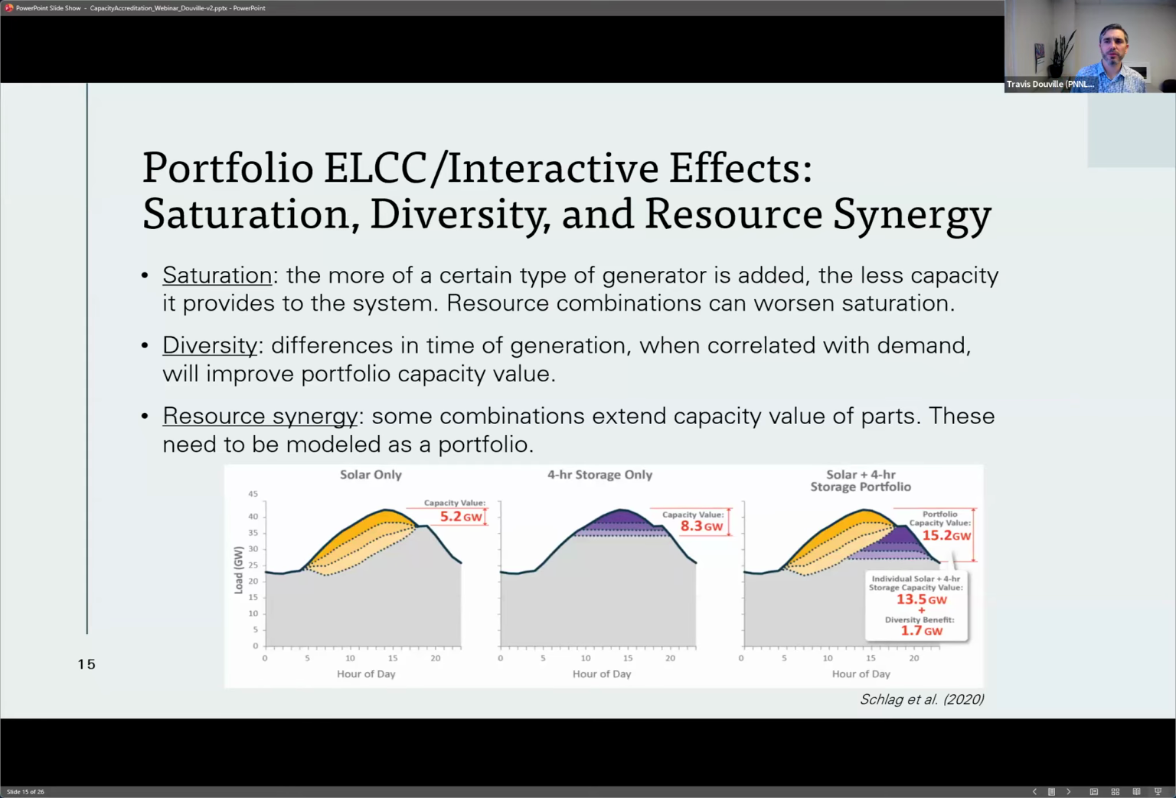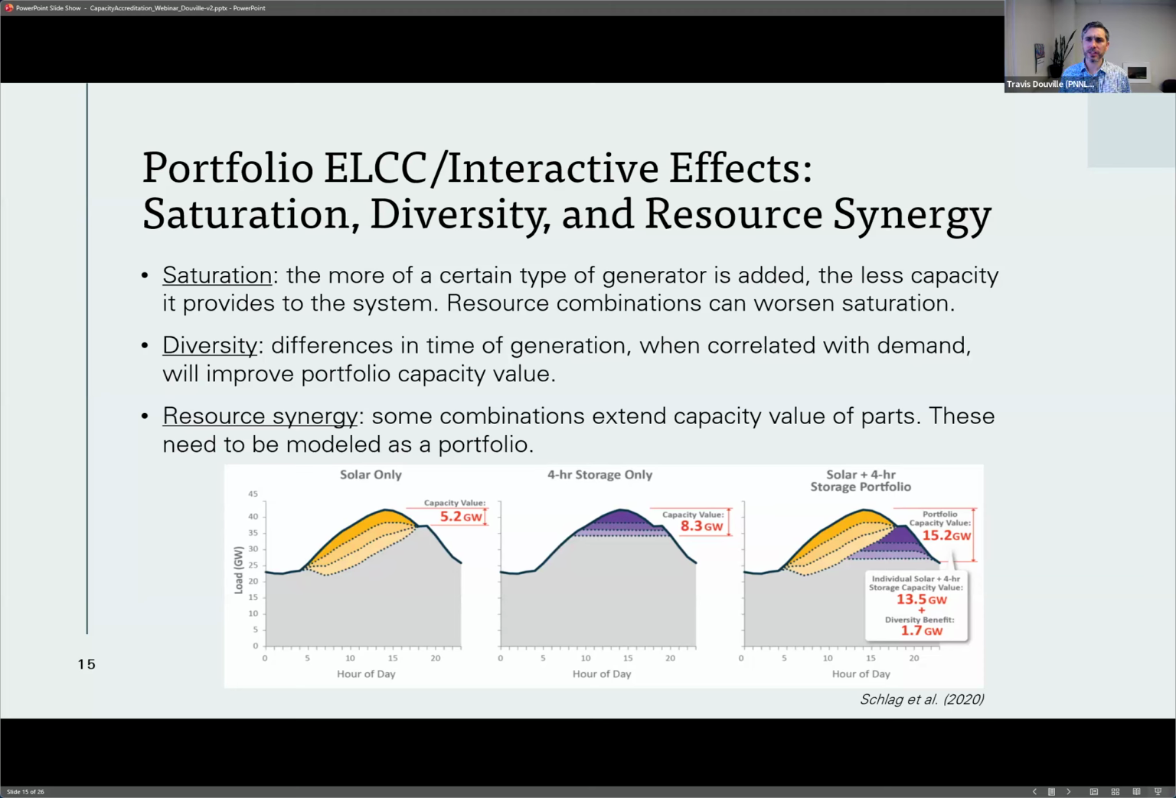Finally, there is the synergy of resources, where some combinations in particular extend the capacity value of the parts, so that the summation of capacity of 2 or 3 resources can be larger than if they were considered separately. A great example of this would be solar with 4-hour energy storage, and that's shown here from the work of Schlag et al.